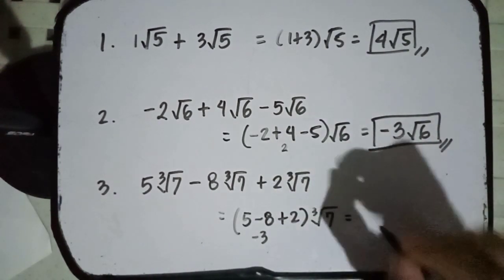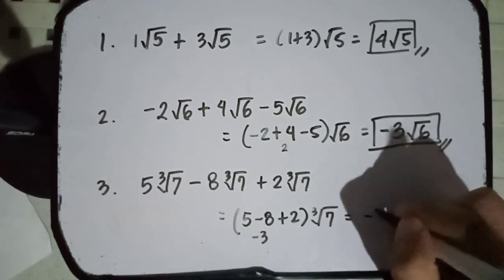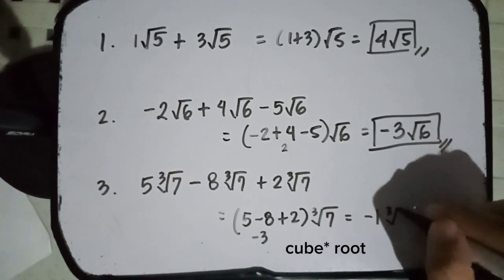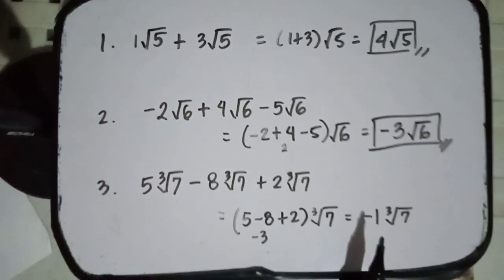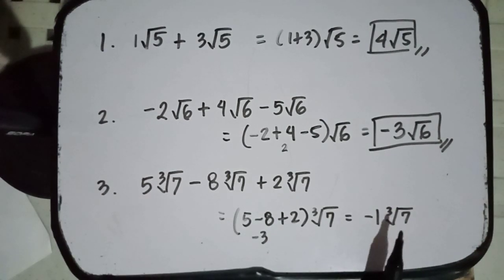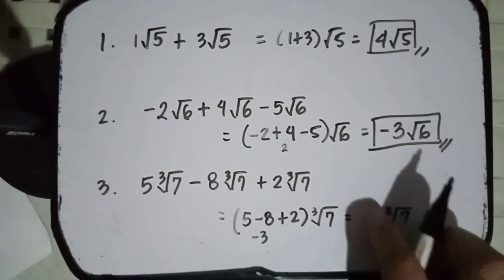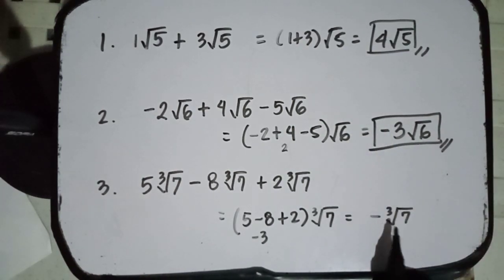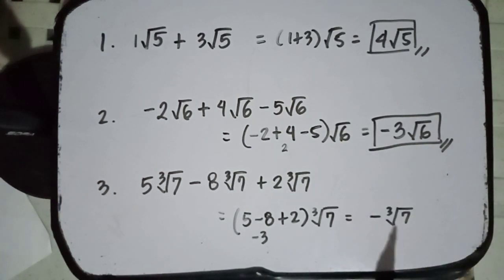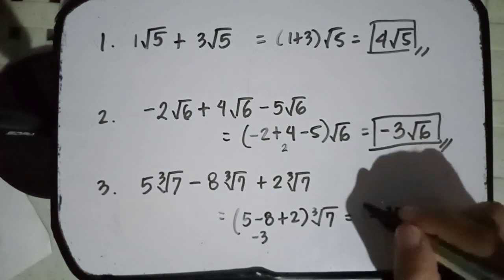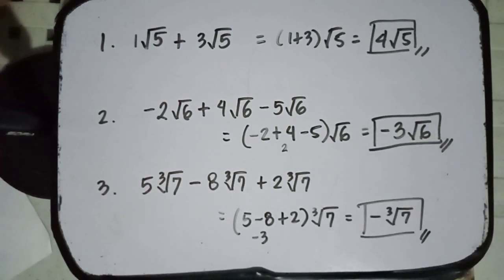Okay? So, isulat natin yung sagot. Negative 1 cube root of 7. But, as a coefficient, yung 1, hindi mo na kailangang isulat yung 1. So, instead na negative 1 cube root of 7 ang sulat mo, write it as negative cube root of 7. Okay? So, make it invisible yung 1. Okay? So, this is the answer.